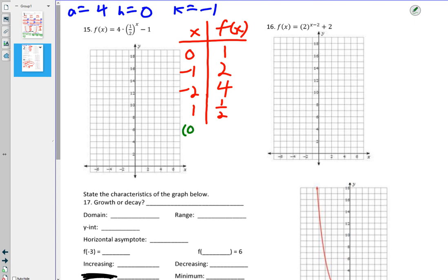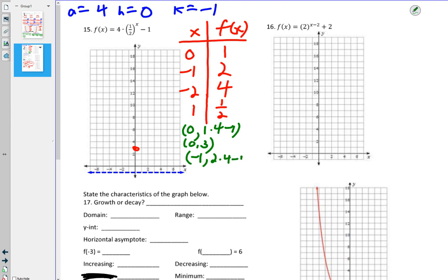So this 0 is going to stay the same, but then the 1 is going to be times 4 minus 1. 1 times 4 is 4, minus 1 is 3. So 0, 3. Let me actually plot these as I find them. Where's my asymptote going to be? Y equals negative 1. So far I only have a point at 0, 3.